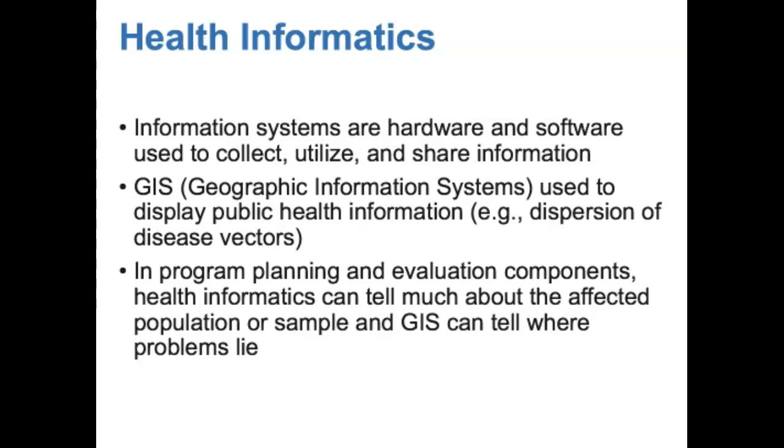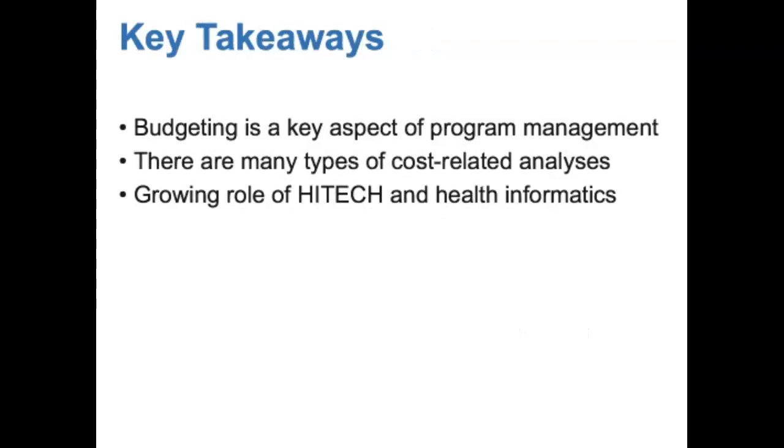Geographic information systems, also called GIS, are used to display public health information such as how a disease has spread across a community, and can be very useful in public health program planning and evaluation. There are many benefits to these new technologies, but we must also consider issues around data security and privacy, as well as the accuracy of the data which is entered into the system.